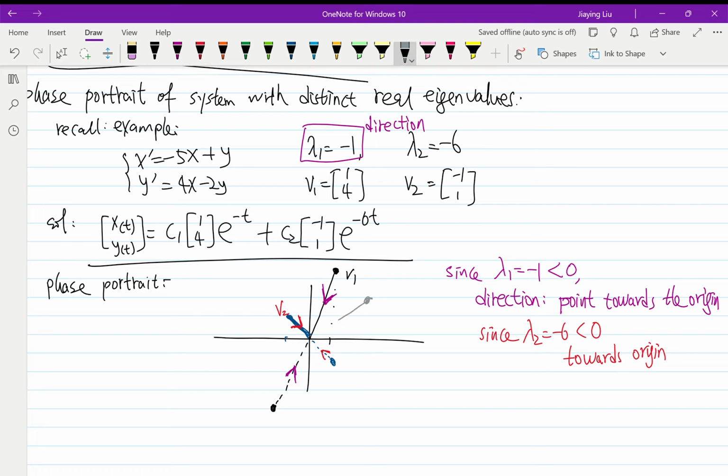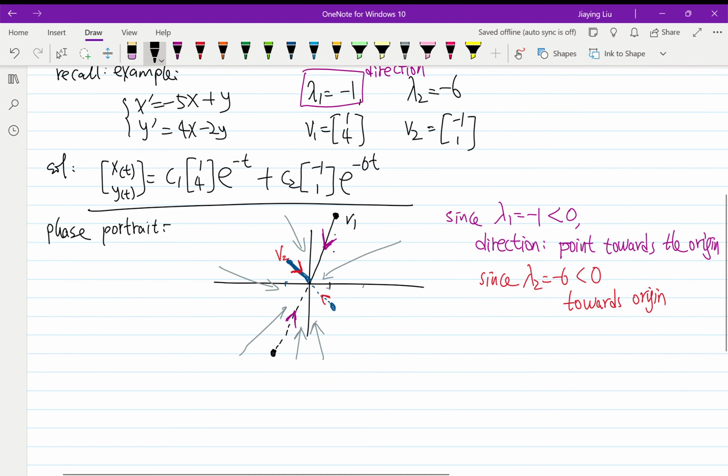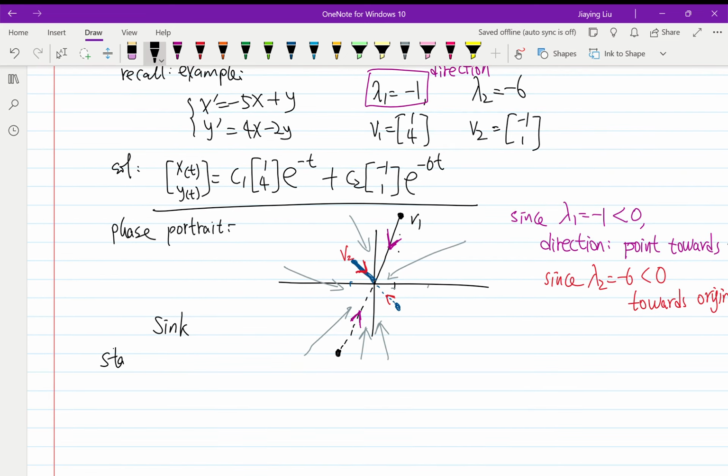So even if it's here, it's going to move towards the origin, whether it goes directly, or goes up a little bit and then moves towards the origin, or maybe goes down and then moves towards the origin. It depends, but nevertheless, it's just going to go towards the origin. So it doesn't matter where the solution begins, it's going to move towards the origin. This phase portrait, we sometimes call a sink, because the solutions are sinking towards the center there. It's also called a stable node.